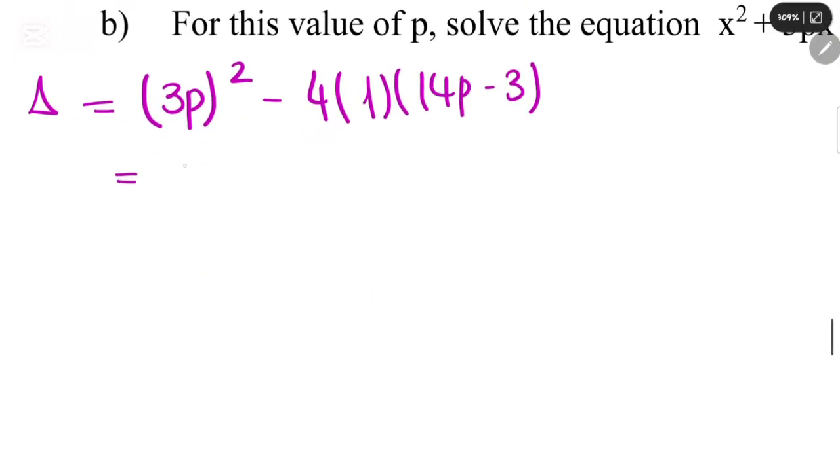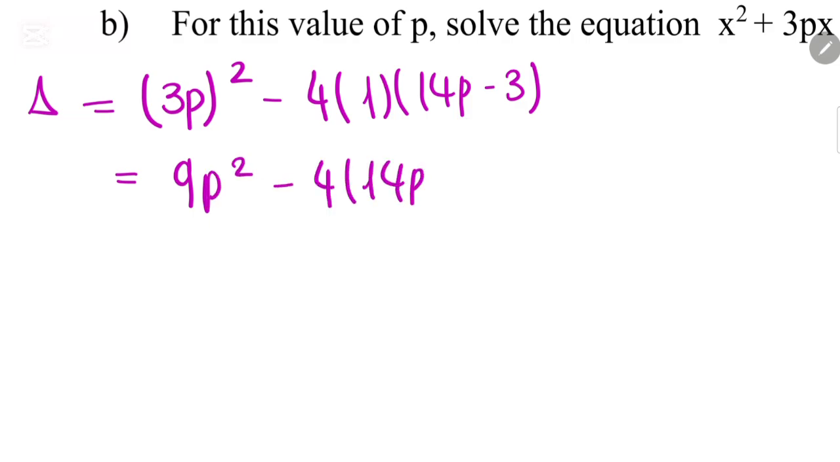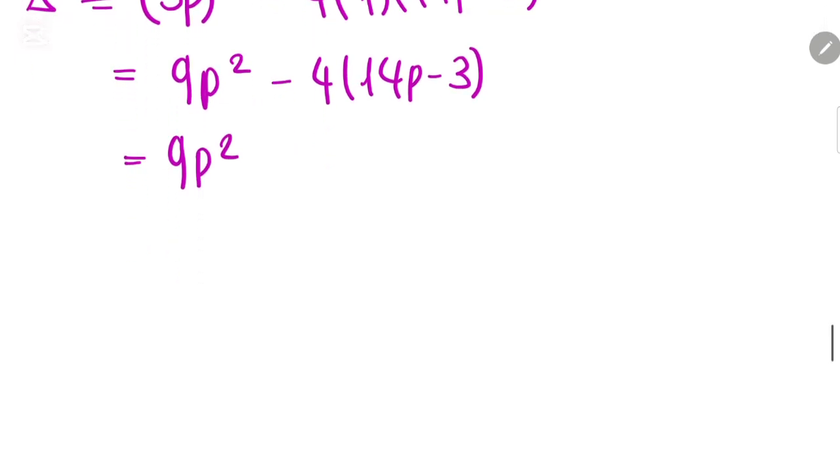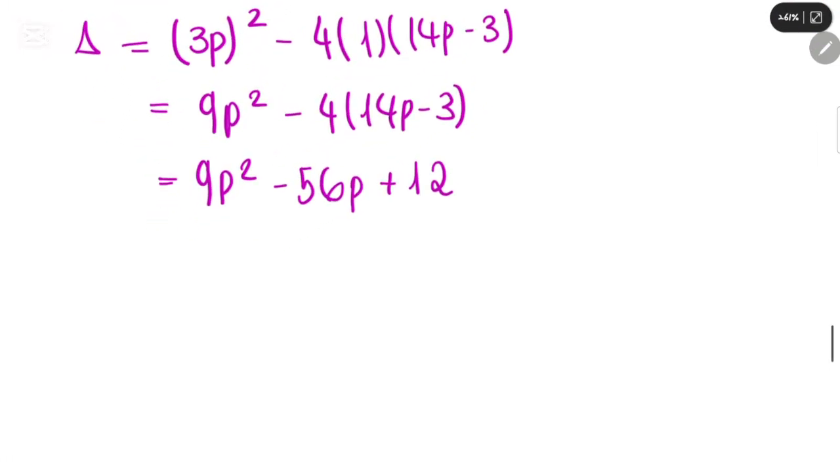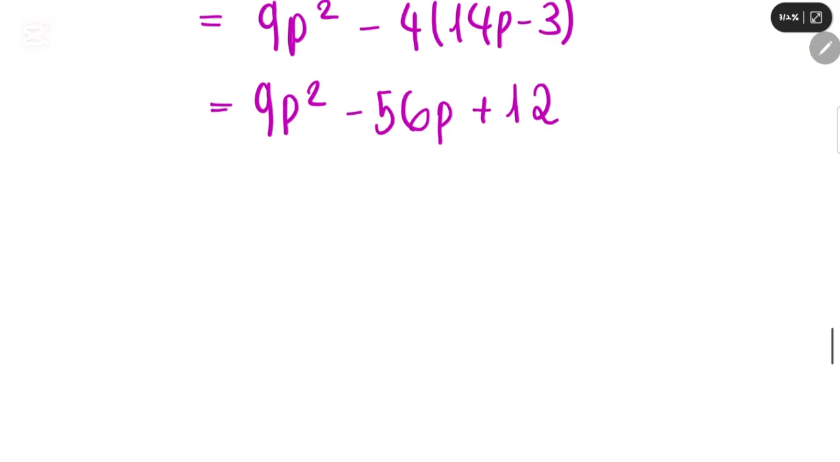Okay, 9p squared minus 4 times (14p minus 3), p squared, minus 56p plus 12. Okay. So you have the discriminant there.